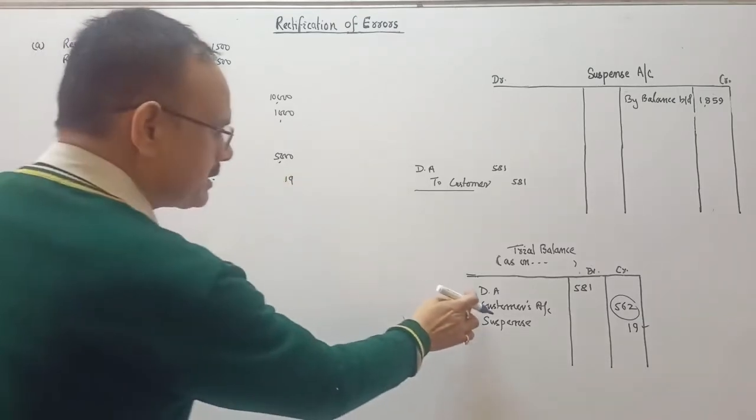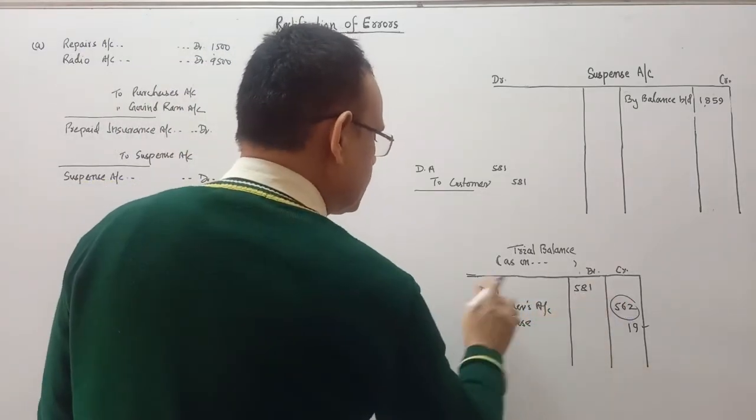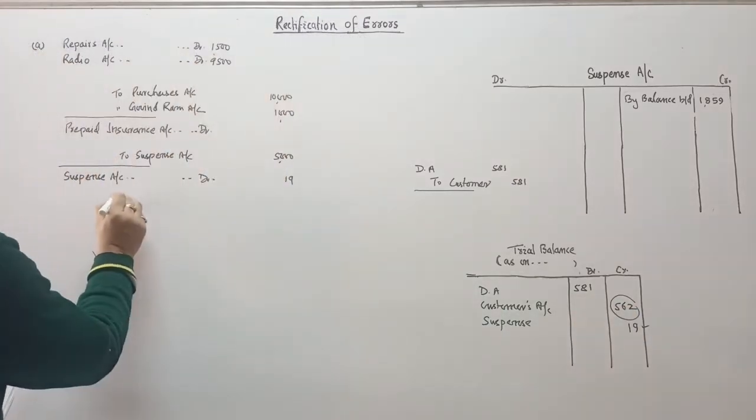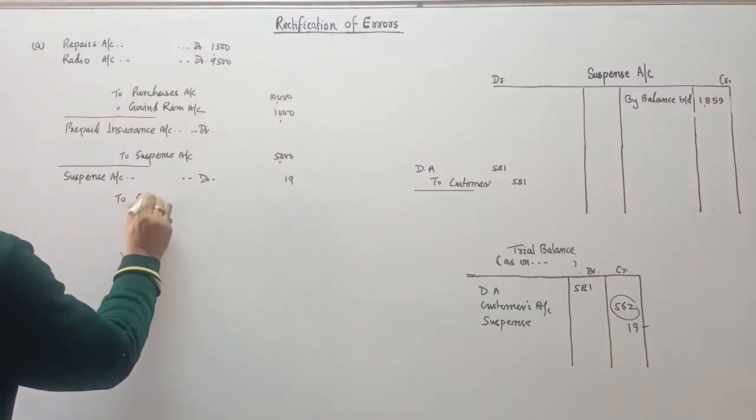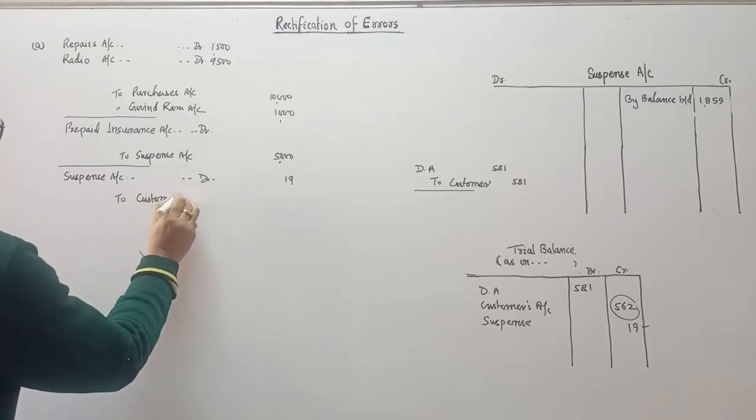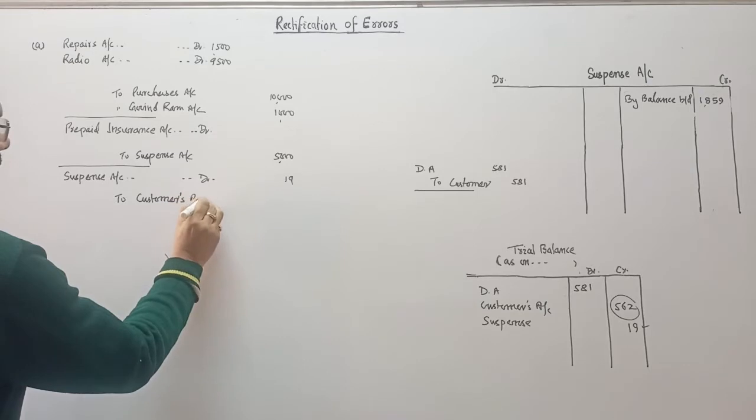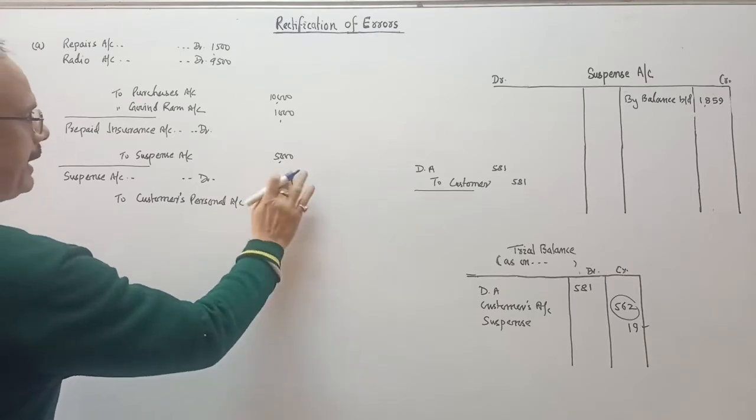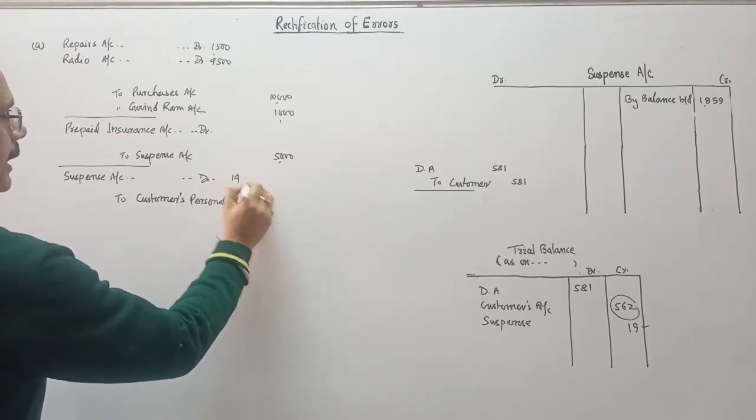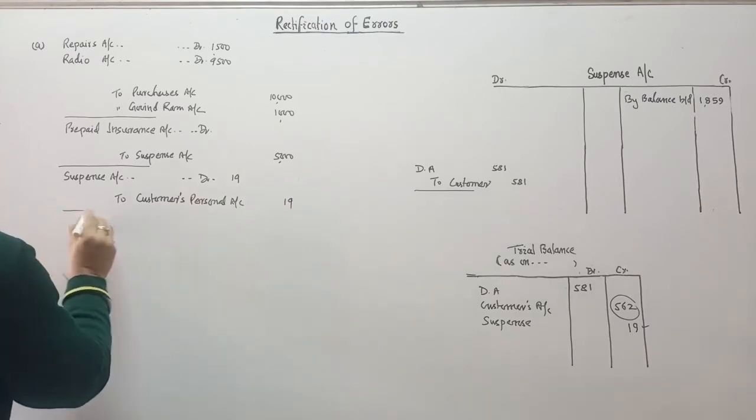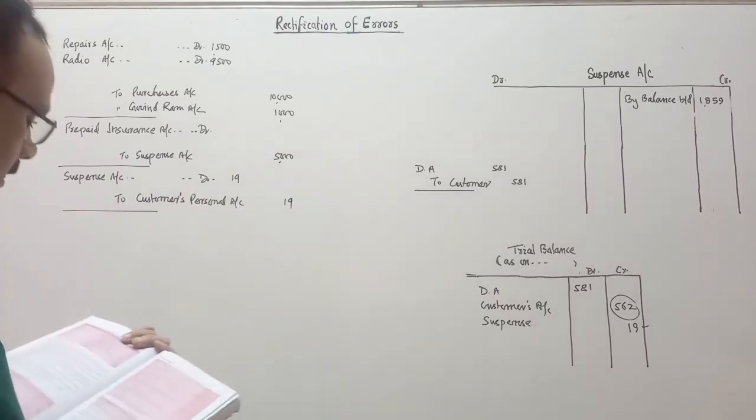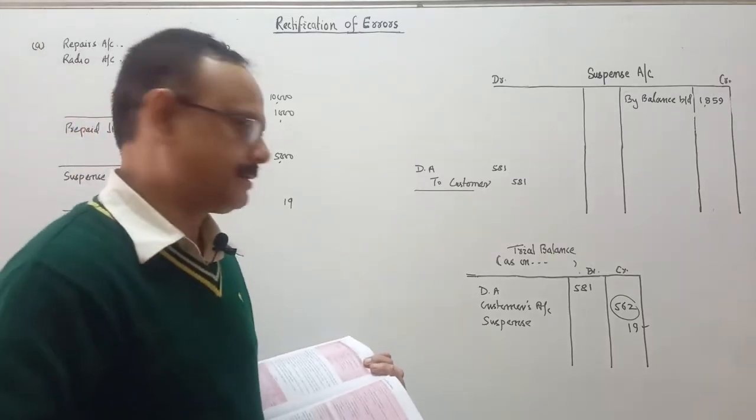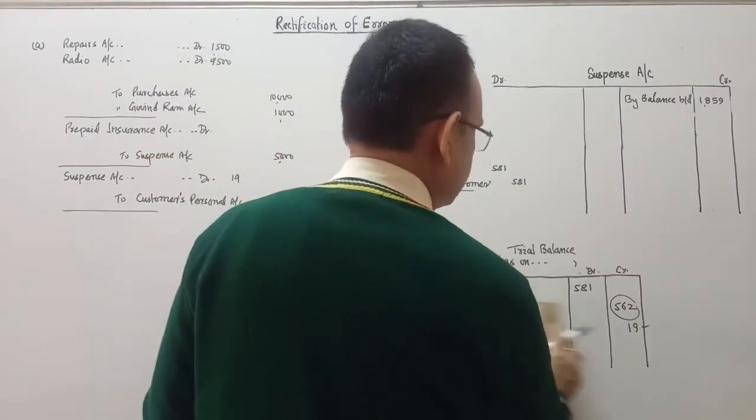And your mistake is in the customer's account. Discount allowed, no mistake. In the customer's account, you have written less. So in the ledger of the customer's personal account, you credit 19 rupees: debit 19 and credit 19. Suspense account debit to customer's personal account, 19 rupees. This is the third rectification.